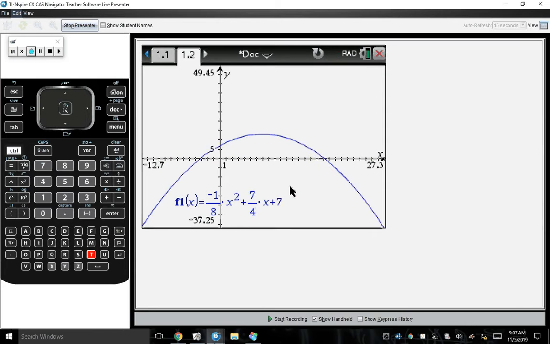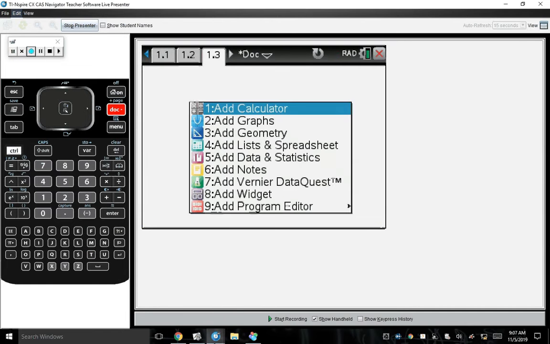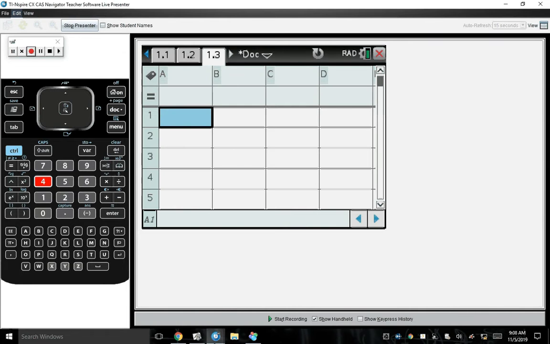And I'm going to add a page. Here we go. Control Dock, this button at the very top right. I'm going to add a spreadsheet. This is the regression way that we're going to do this. So I'm going to add a spreadsheet by pressing 4. There were 3 points that we got from this picture. Those 3 points I'm actually going to put in right now.